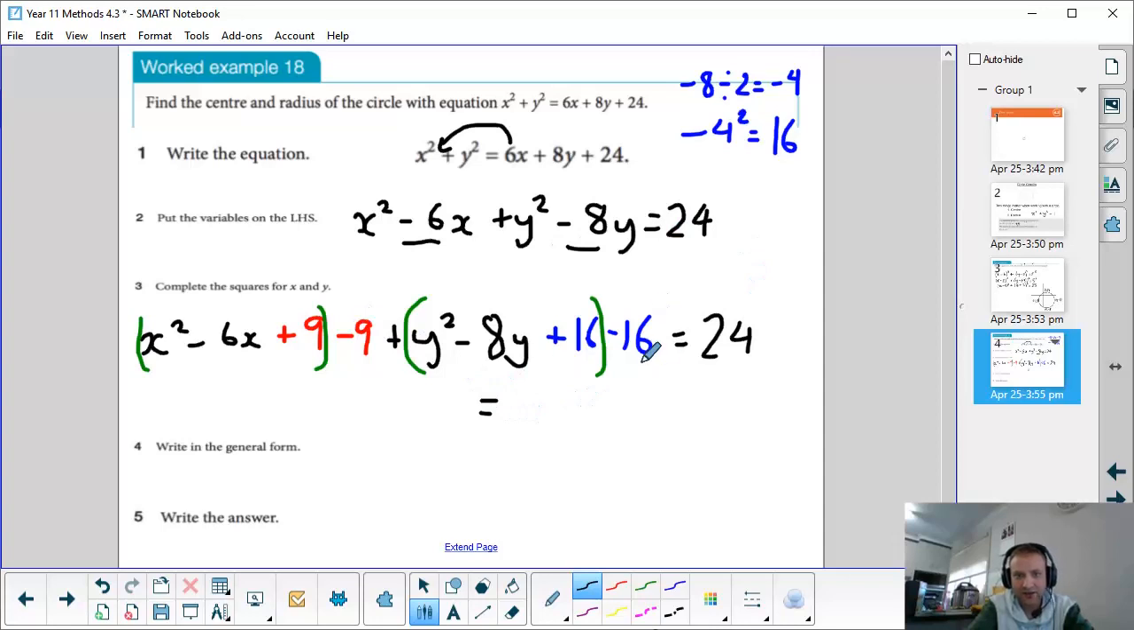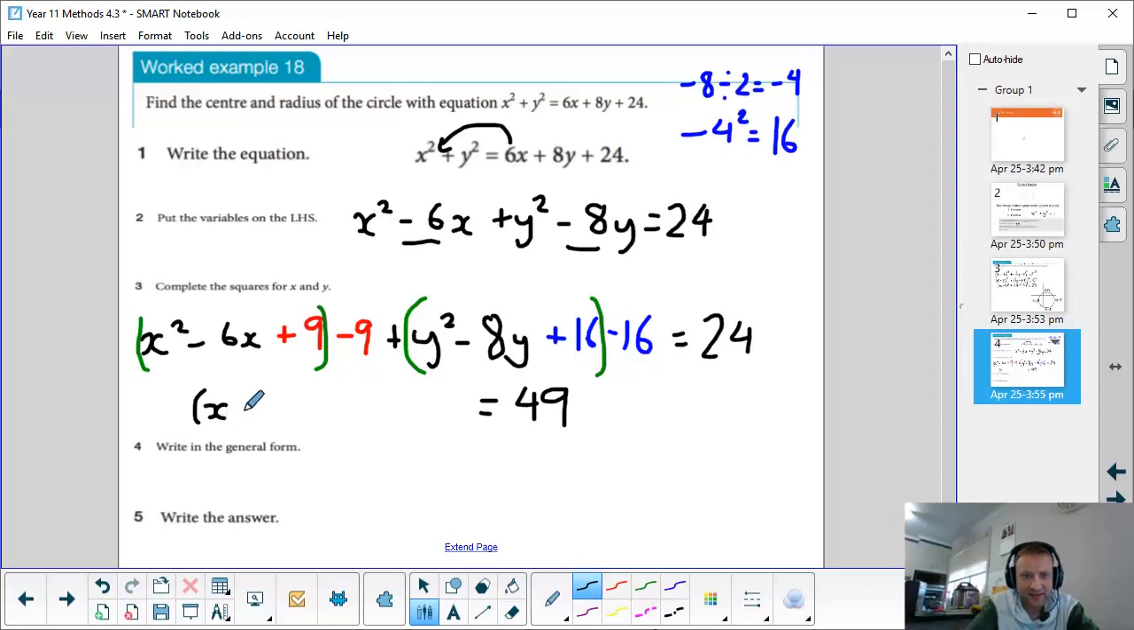So we'll put that over there. 24 plus 9 is 33, and 33 plus 16 is 49. So that side's going to end up being 49, which for the purposes of today's lesson is beautiful. It's a great number because it's a square number. We're going to have a really nice radius on this circle. All we've got to do now is factorize this down.